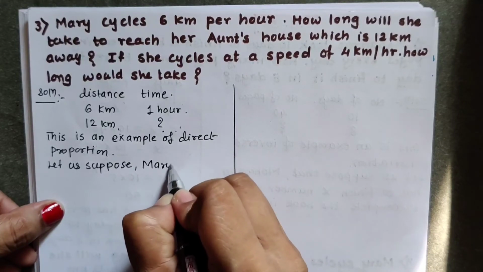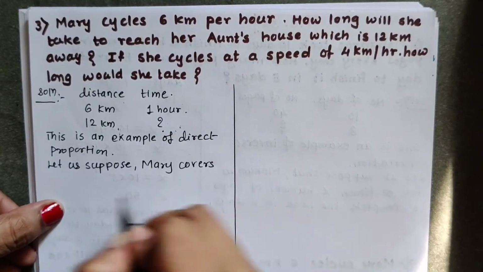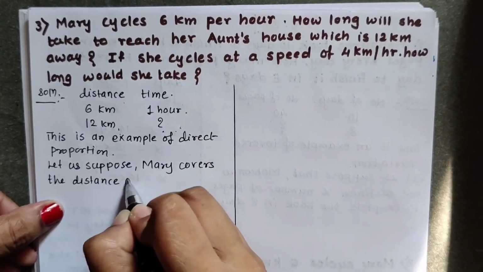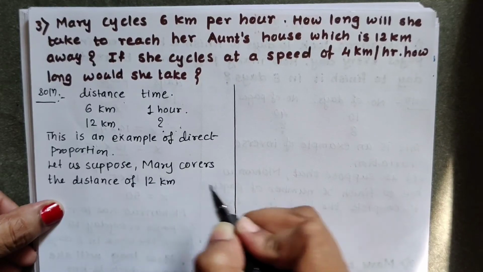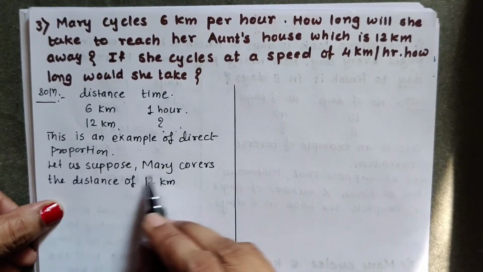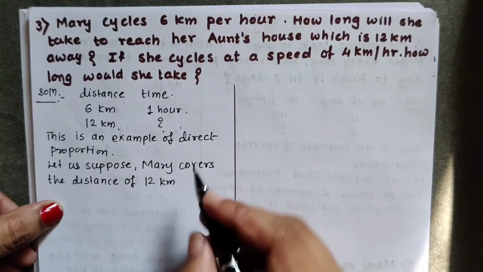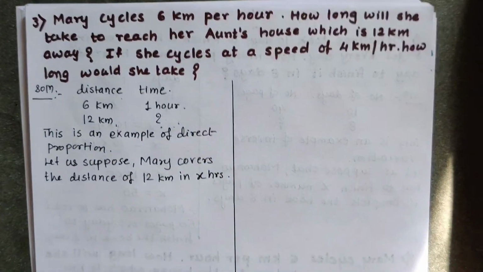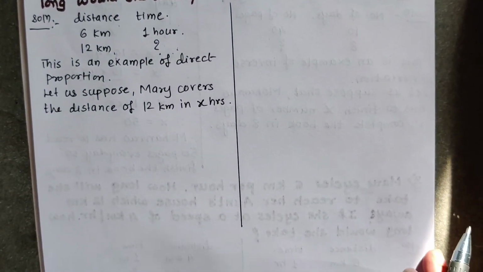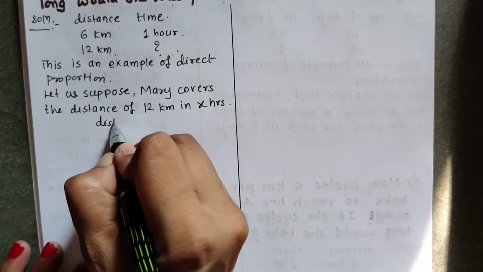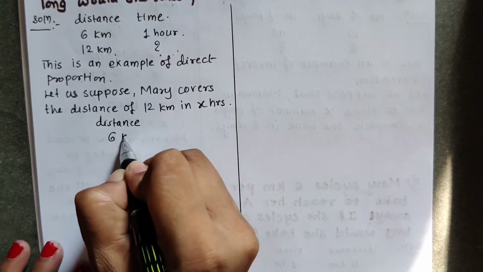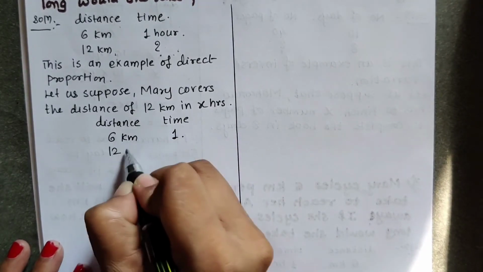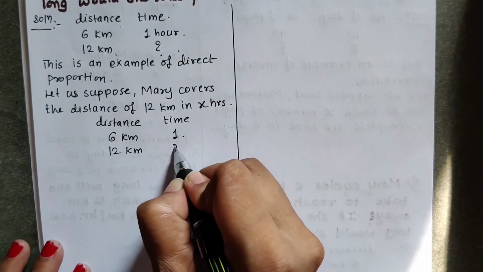Let us suppose Mary covers the distance of 12 kilometer, because her aunt's house is at 12 kilometer from her house. So she covers the distance of 12 kilometer in x hours. So I am going to write this chart again, distance and time chart. Previously the distance is 6 kilometer and time taken by her is 1 hour. Now the distance becomes 12 kilometer, distance is increasing, so time will also get increased.